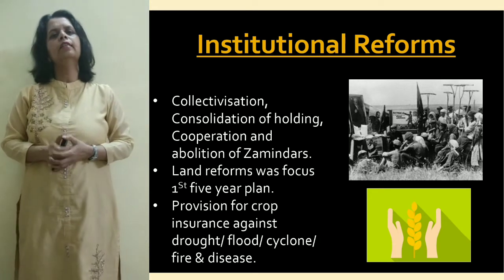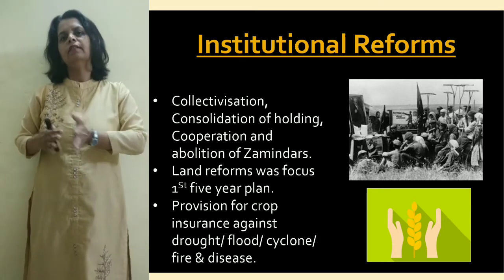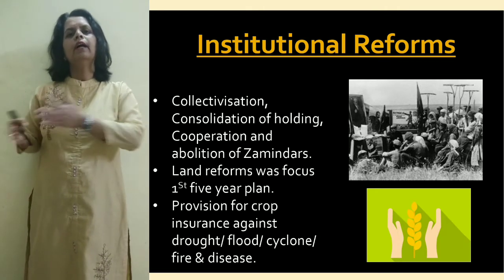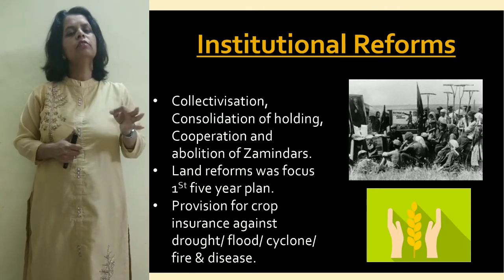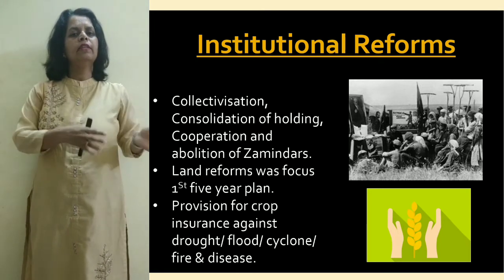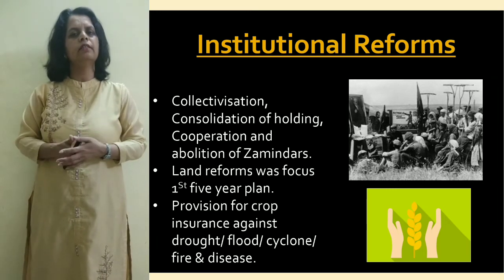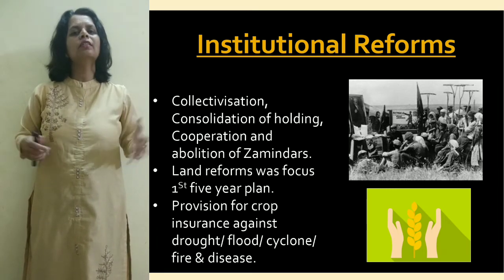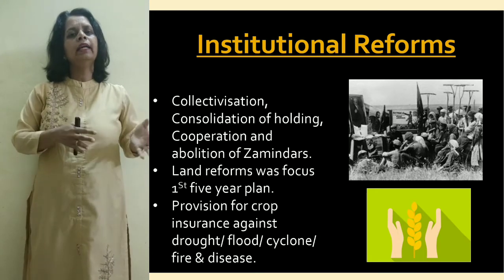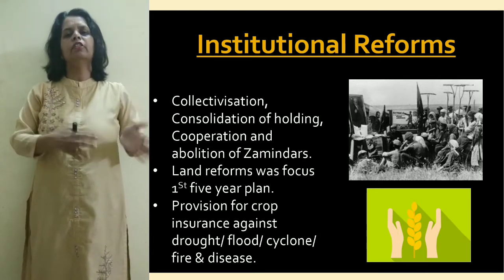Third one states that provision for crop insurance against droughts, flood, cyclone, fire and various crop diseases. See children, natural calamities cannot be stopped by human being. Like for example, COVID-19 is there. Can we stop it? We can take precautionary measure against it, definitely. But you will see it's not in the hands of the human beings. And hence what we can do at the max, we can take precautionary measures against that.